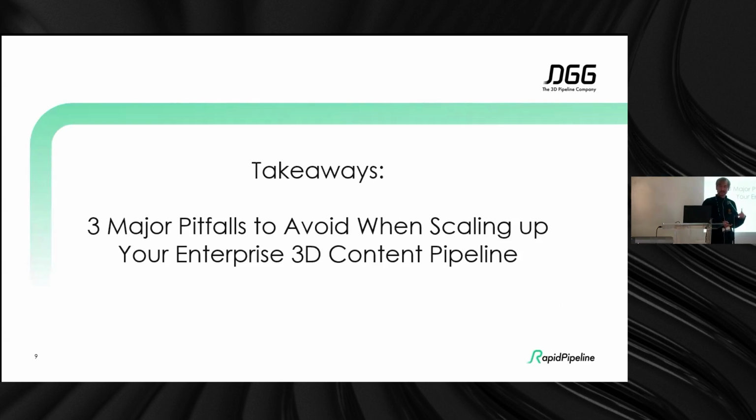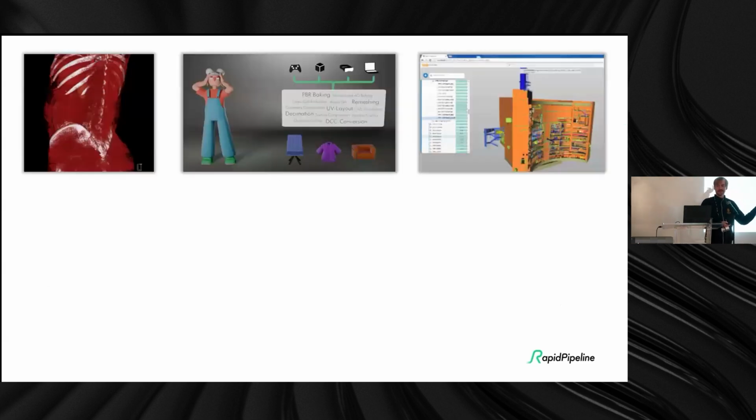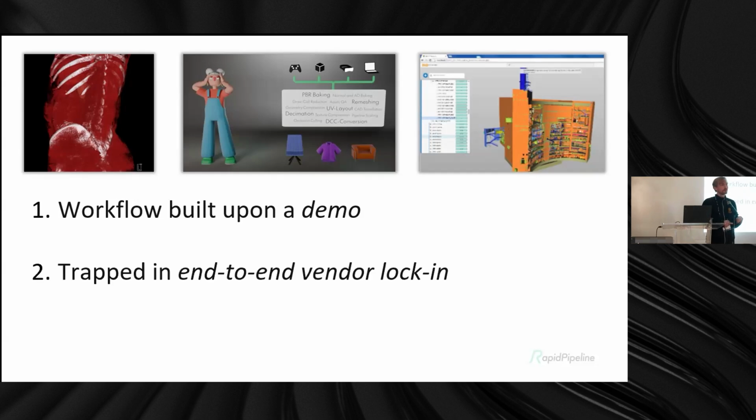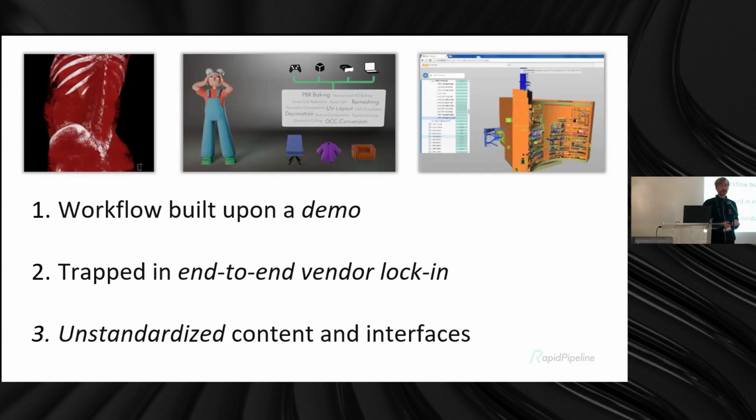To reiterate, there are 3 major pitfalls that I see when you want to scale up your enterprise 3D content pipeline. First of all, building workflows upon a demo. Don't do that. Do the demo, and then keep in mind that production is something completely different and requires a different approach. Second, don't get trapped in end-to-end vendor lock-in. Consider all your future applications and mindfully choose what vendors have what job. And finally, build your pipelines on standardized content, because that's the only way to make it durable and scalable.